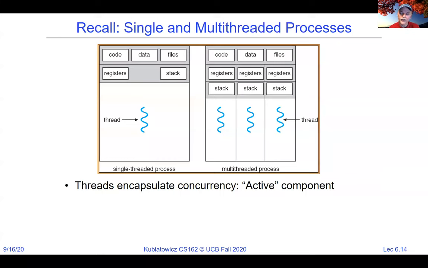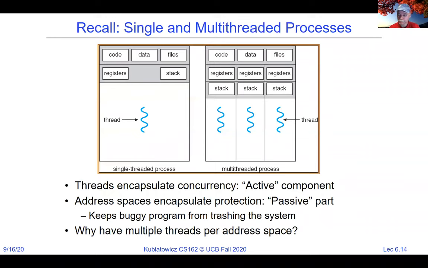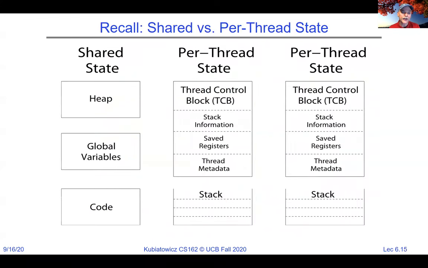So threads encapsulate concurrency, or the active component. The address spaces, et cetera, are the passive part, and that's inside the shell of the process. Why have multiple threads per address space? For sharing. Now, if you remember, this is the shared state. Now we're within a process. All of the threads in the single process, they share the heap. They share global variables. They share code. As we'll mention, some of the important global variables those threads probably are going to share are locks, et cetera. We'll get to that as the second half of the lecture. And then each thread has a thread control block that has information about where its stack is, what its registers are, metadata of various sorts, and a stack in memory. Okay, so that's per thread, and so every one of the threads has that information.